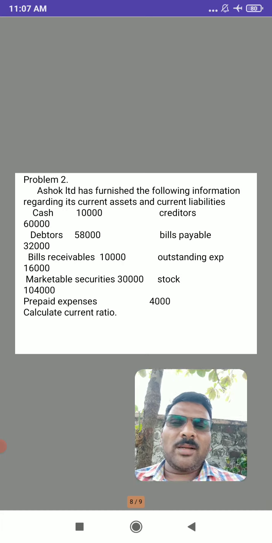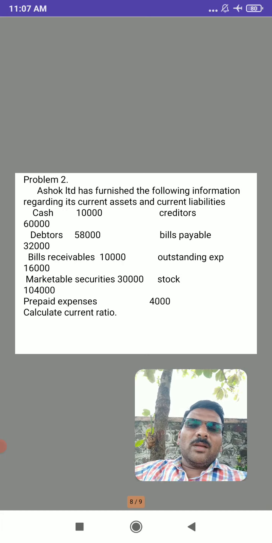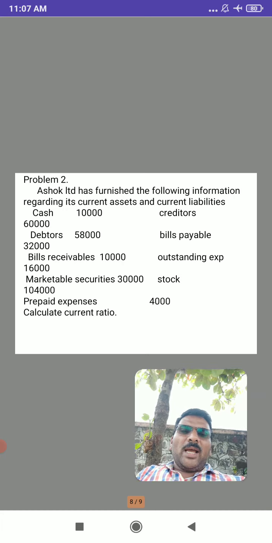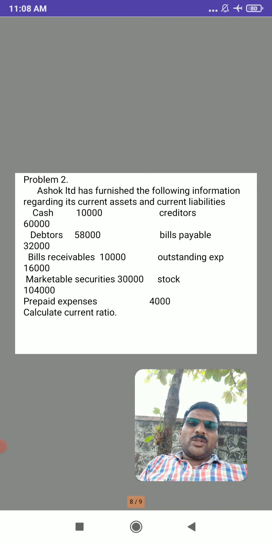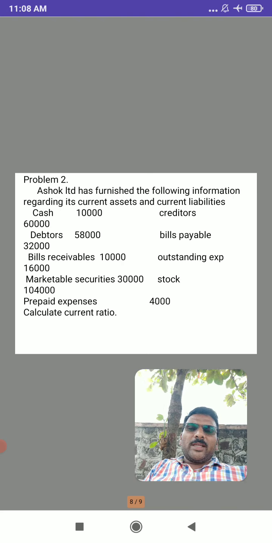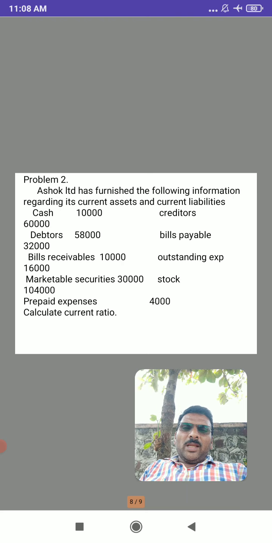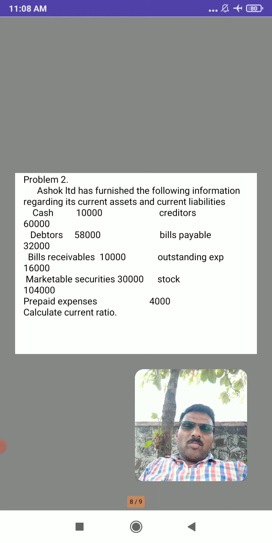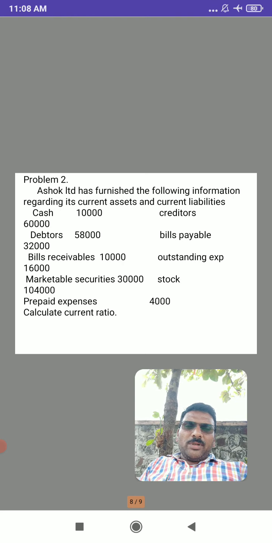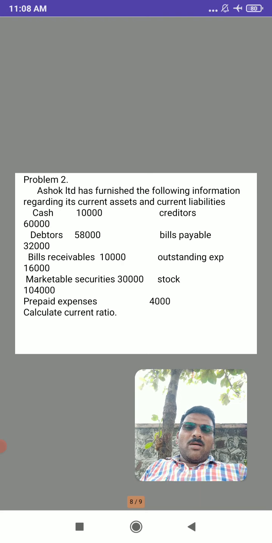Now we take the next problem. Ashoka Limited has furnished the following information regarding its current assets and current liabilities. Cash is 10,000, creditors is 60,000, debtors is 58,000, bills payable 32,000, bills receivable 10,000, outstanding expenses 16,000, marketable securities 30,000, stock 1,04,000, prepaid expenses 4,000. Here we have to calculate only the current ratio.